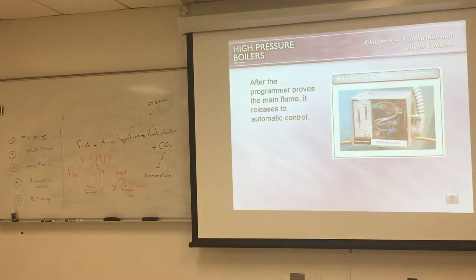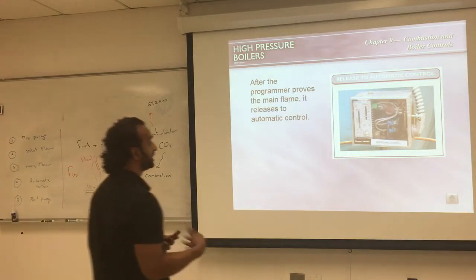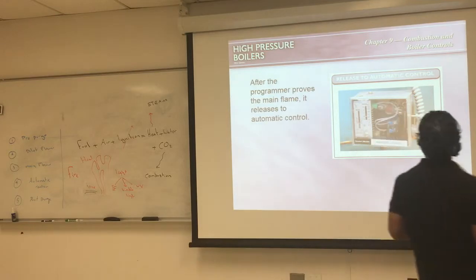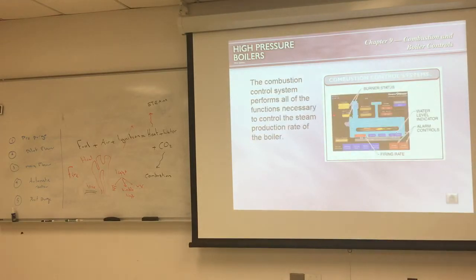Once we shut off the boiler, we go to post-purge, which means again we try to dispense of all the heat and all the gases inside the burner. So this is the combustion system.